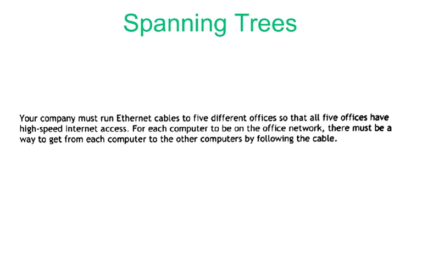So here we have the task. Your company must run Ethernet cables to 5 different offices so that all 5 offices have high-speed internet access. For each computer to be on the office network, there must be a way to get from each computer to the other computers by the following cable.